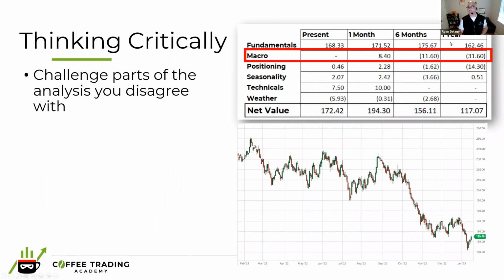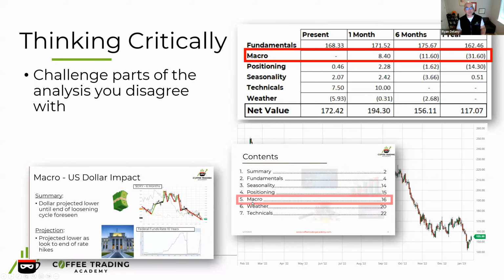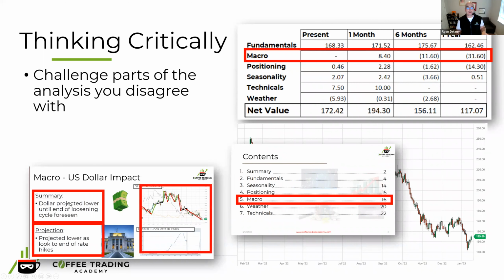For example, let's say at this point in time, we had said, hey, we were very bullish the US dollar, and we think that's going to have a bearish impact on coffee prices. This was a while ago. But you might have looked at that and said, you know what, I'm not sure. Why does Ryan say that? So you can go to our report here. You look at the macro section, you pull up that relevant slide. You can see what our summary of this current situation is and what we were projecting. What was the data that we were using to support that?